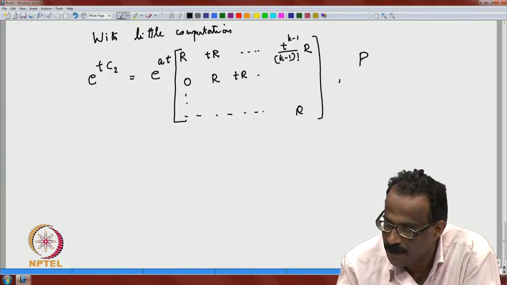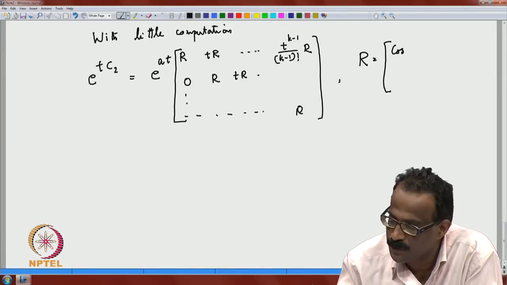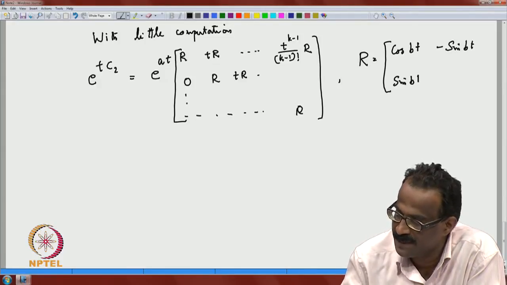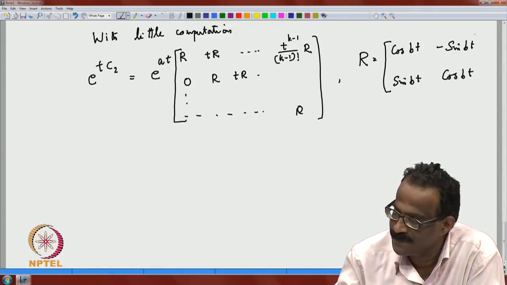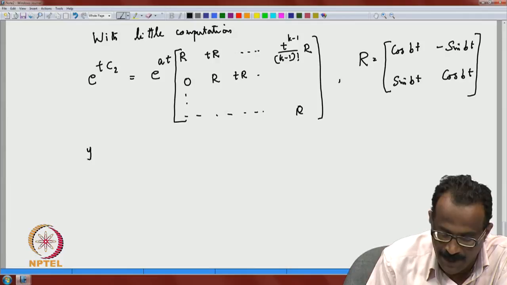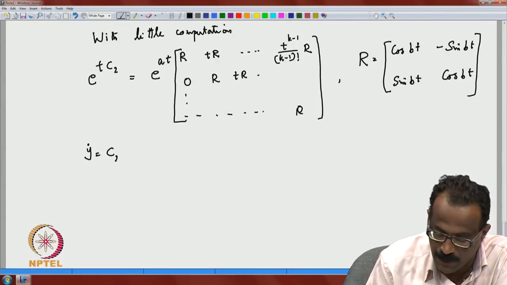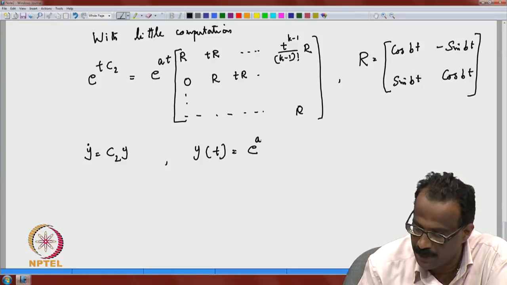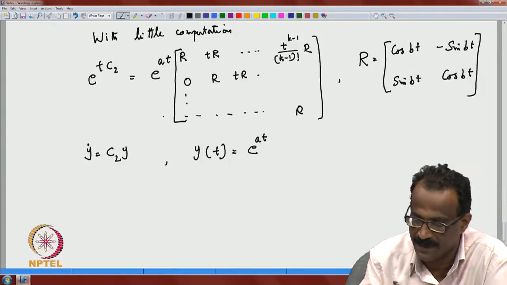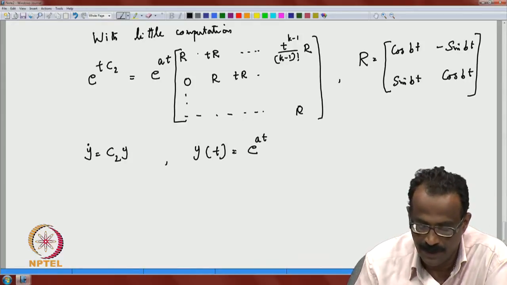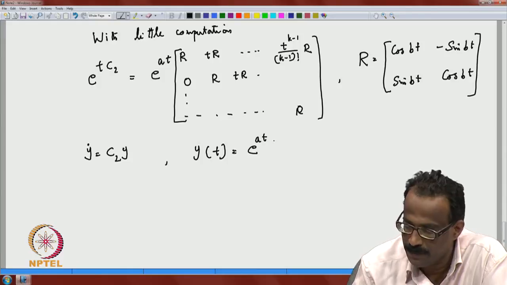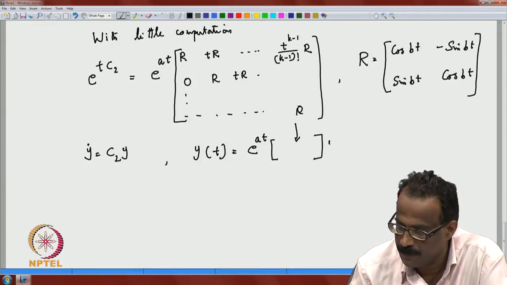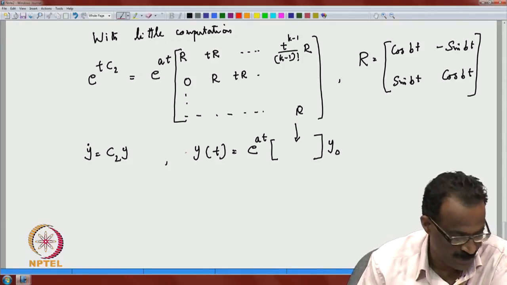And what is R? R will be of the form with the same formula: cos bt, minus sin bt, sin bt, cos bt. Only thing is you are not able to separate it. So you see, again you have your solution y(t). If you have the solution y equal to c2 y of this form, your solution will be y2 equal to e power a t into this matrix, into this matrix, into your y naught. So you have your solution representation again.